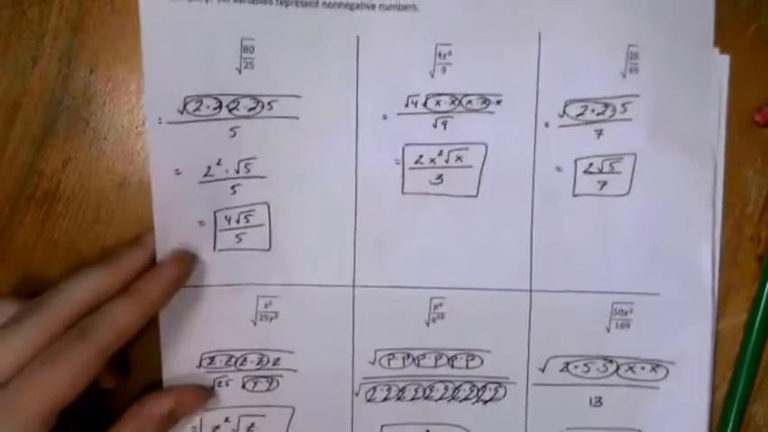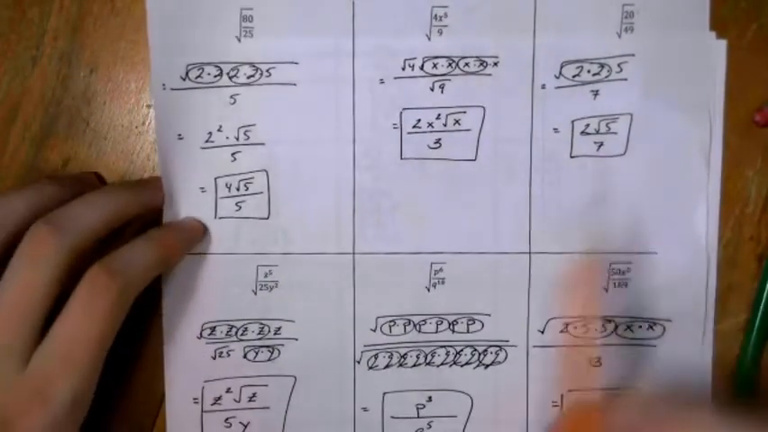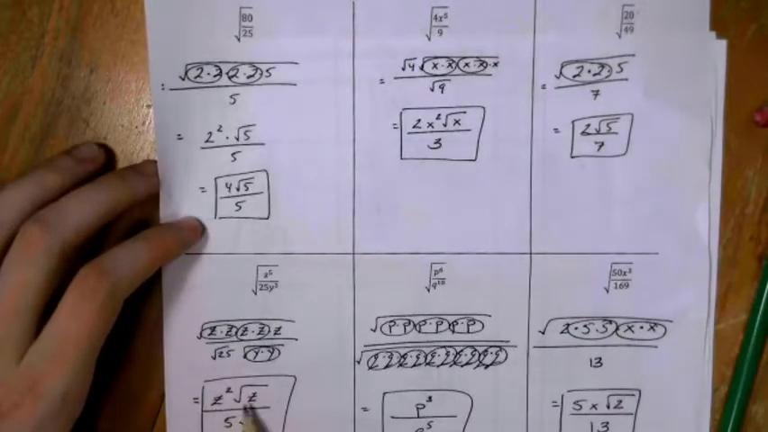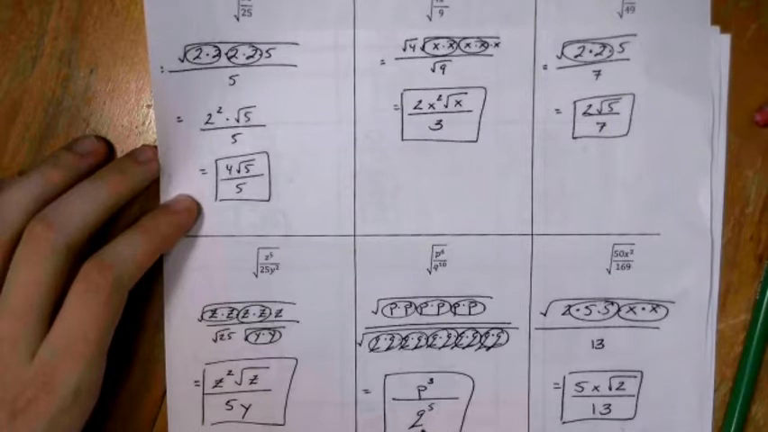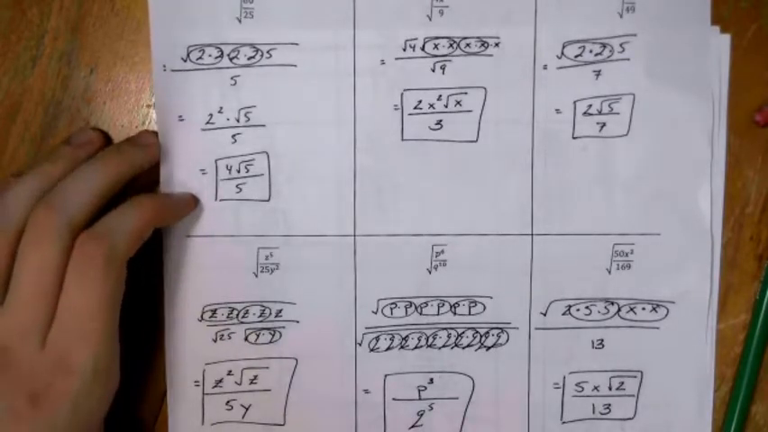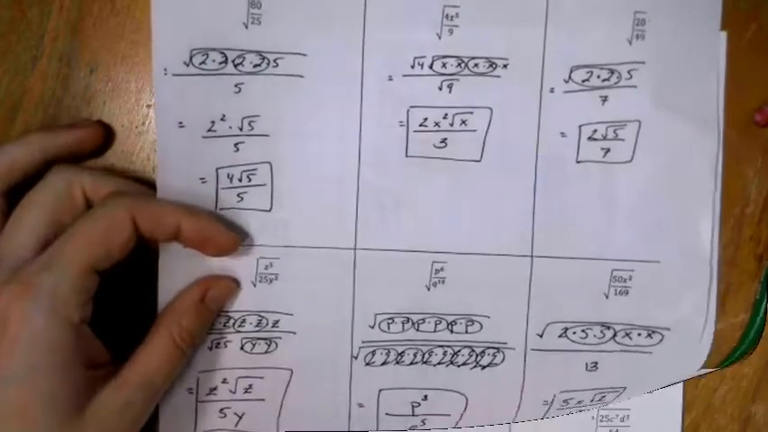All right, you should have gotten 2 root 5 over 7. Z squared root z over 5y, p cubed divided by q to the 5th, 5x root 2 over 13. Let's write it. Square root of 169 is 13. All right, let's look at our next page.